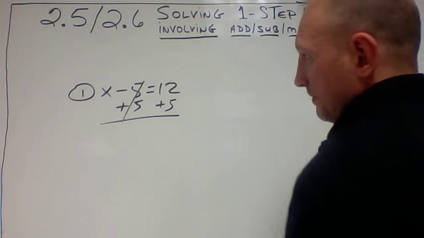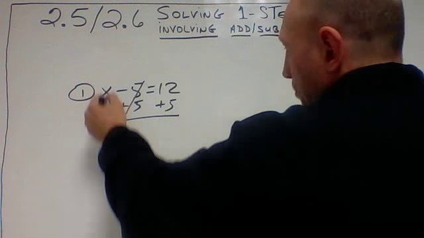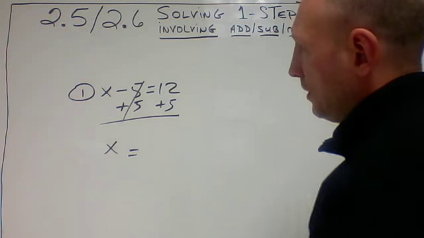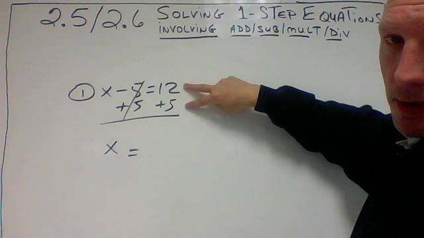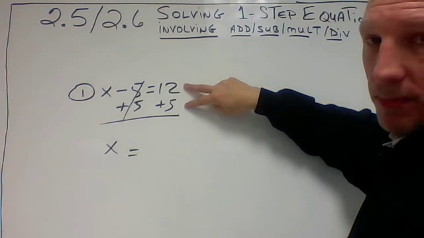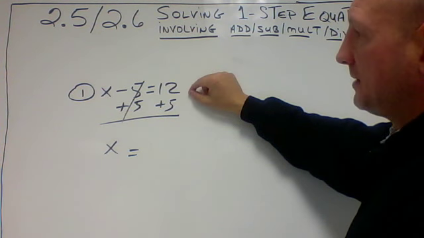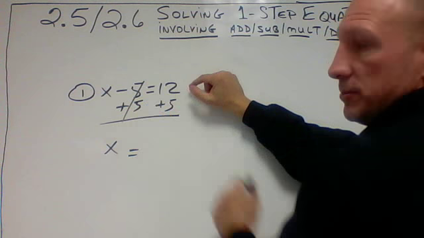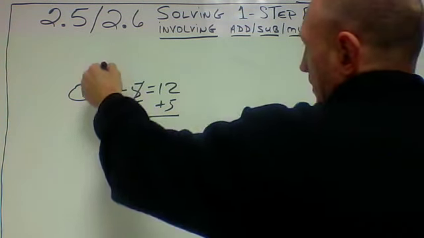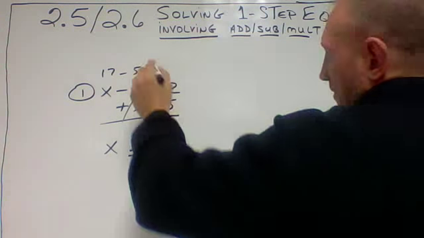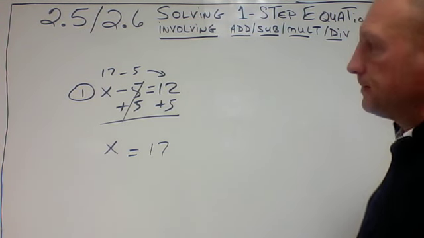So I get rid of this. That cancels out. I bring down my variable. X equals, brought down my variable, brought down my equal sign, and now my integer rules come into play. Positive 12, positive 5, I know I'm adding or subtracting because I'm doing an addition or subtraction step. I get 17, and I can always check it by saying 17 minus 5, yes, it does equal 12.